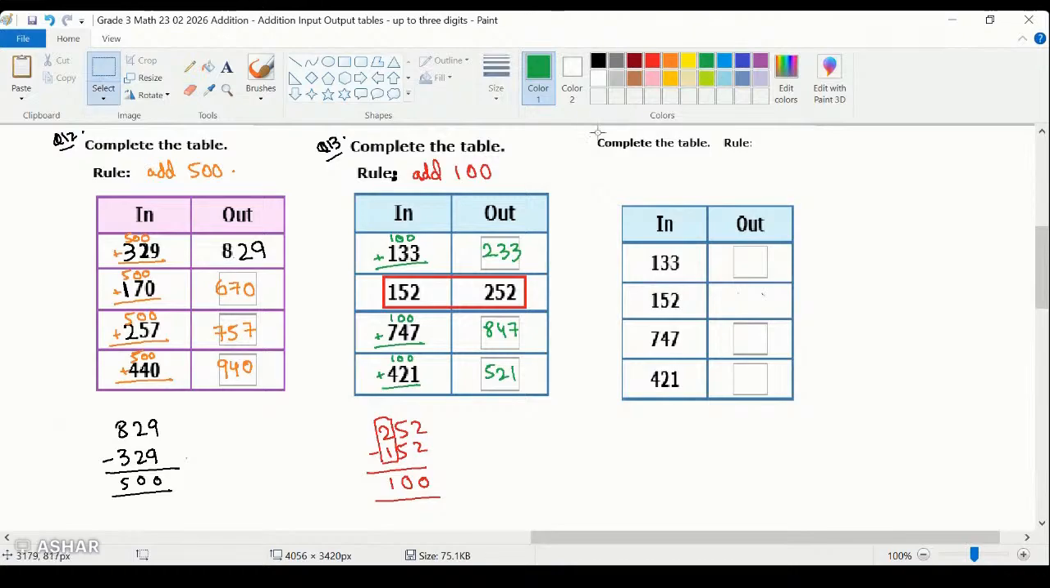For the next question, it says complete the table. The rule is given to us. Question number 14. And the number says 162. Yes, Naiman. 233, 847, and 521. So what is the rule for question number 14?